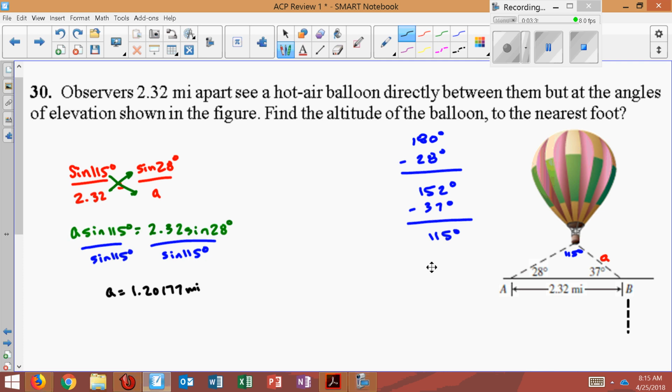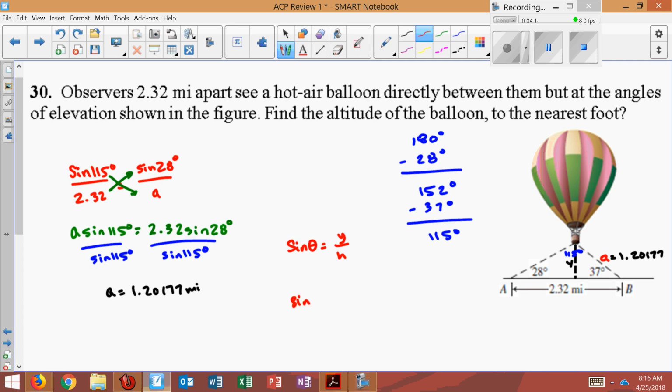And now that we know this A, we can actually go back and solve this as a right triangle, because now we can say I have a hypotenuse. And so when I come back here, if A equals 1.20177, I can now say I have the hypotenuse. How do I find the y? Well, I want to use a trig function, and I want y to be on top of h. So which one has y on top of h? That would be sine. So the sine function is y over h.